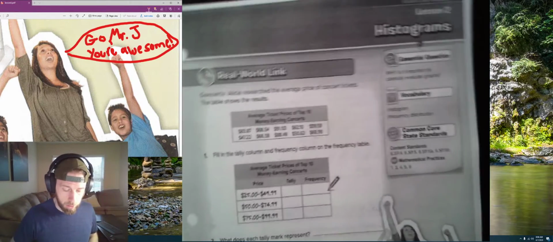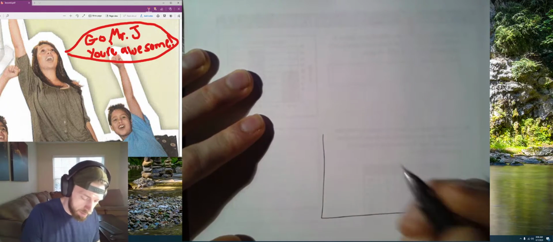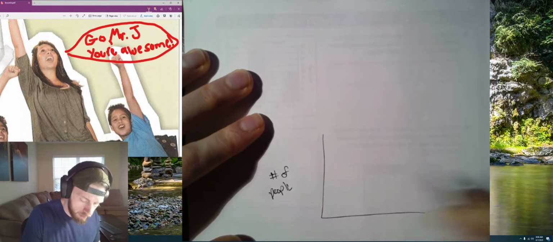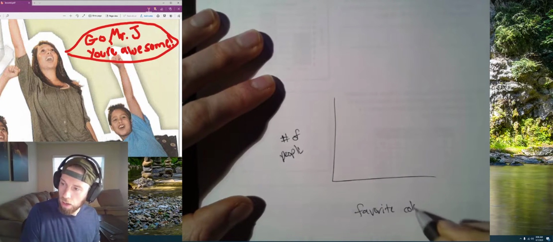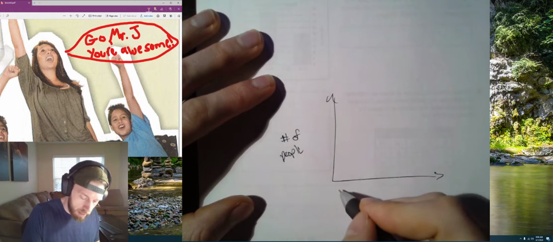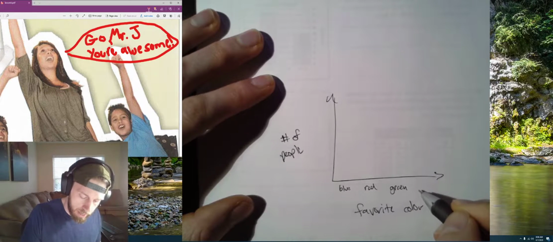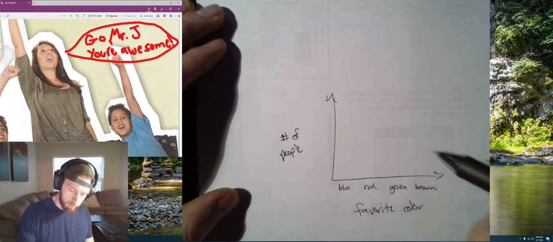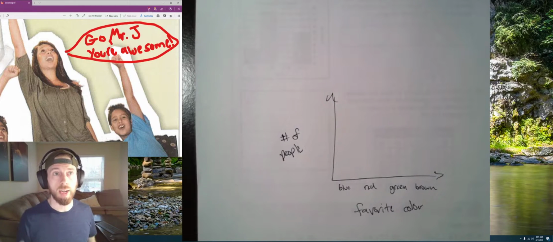Histograms are like bar graphs. You guys have seen bar graphs before, but they look like this, right? Over here we have number of people, and down here we have, say, favorite color. This is what a bar graph would kind of look like. And you would say blue, red, green, and brown because of our Browns fans. For some reason, there's a lot of them. I don't get that. But anyway, your bar graph is based on categories.